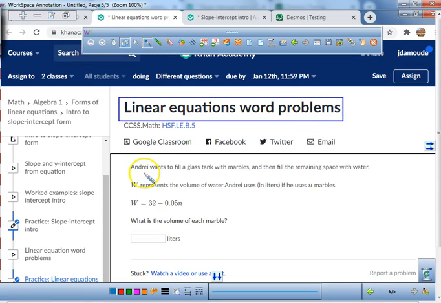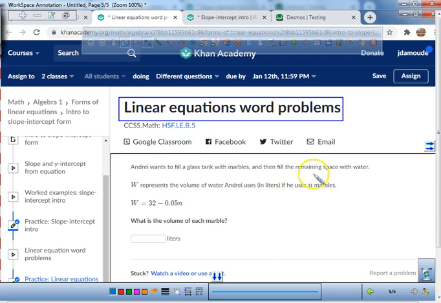Now, it says Andre wants to fill a glass tank with marbles and then fill the remaining space with water. Let W represent the volume of water he uses if he uses enough marbles. So think of a tank. I'm just thinking of it as a cylindrical tank. Some of it's going to be water, and some of it's going to be marbles, like you're just stacking marbles. The more marbles that are in the tank, the less water.